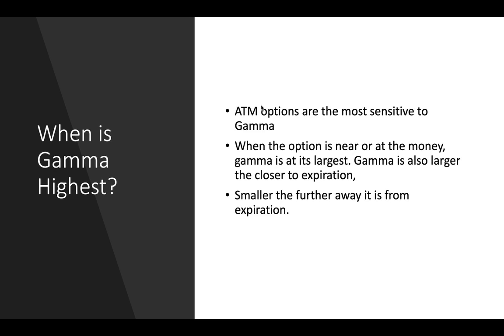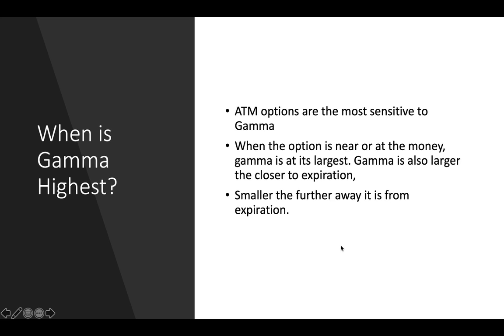So when is gamma highest? Again, at the money options are most sensitive to gamma. When the option is near or at the money, gamma is at its largest. Gamma is also larger the closer to expiration. So as time decreases and you're at the money, gamma really starts to ratchet up.